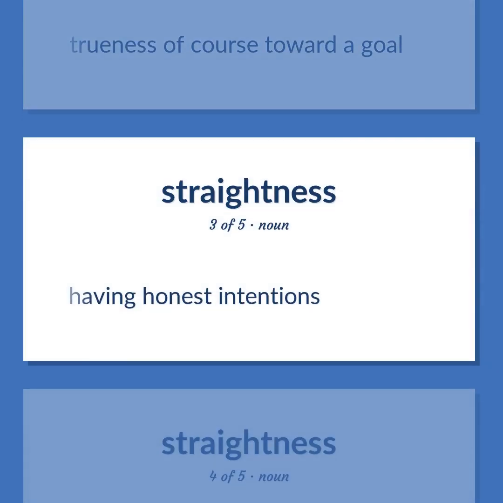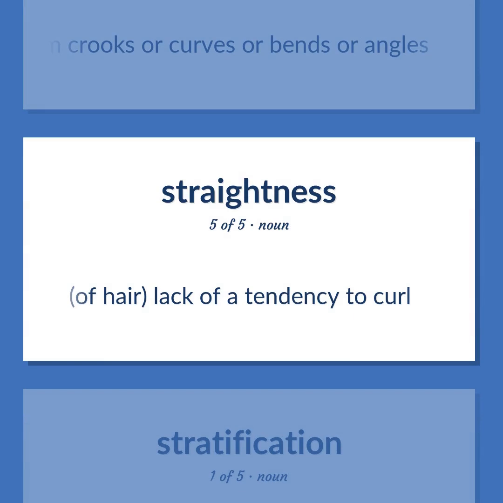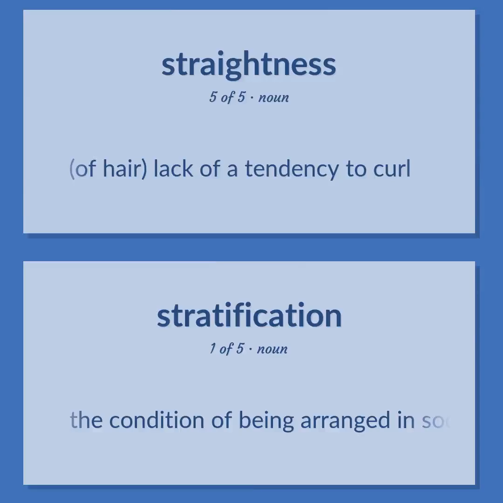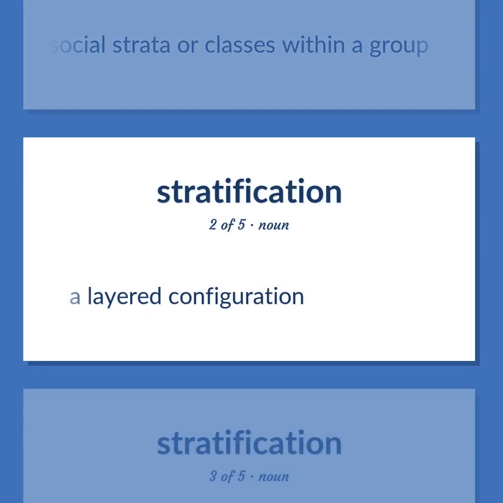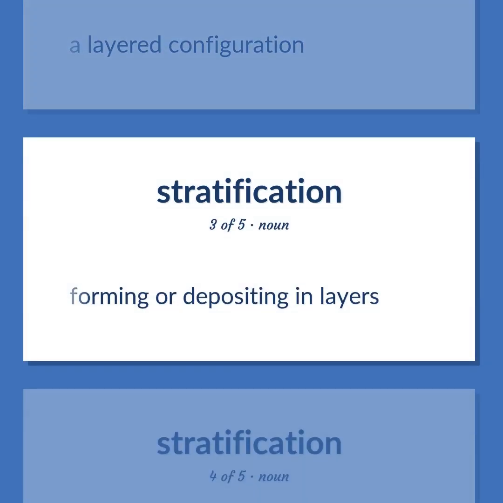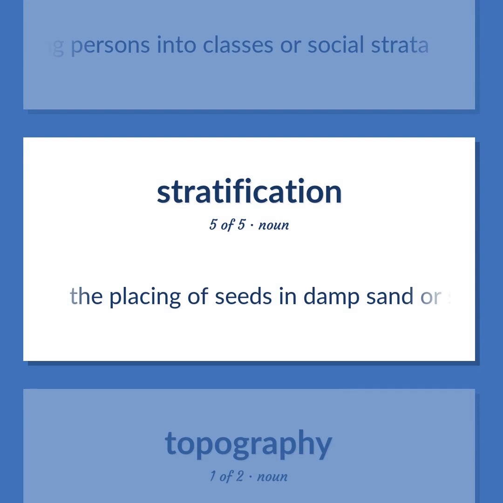Having honest intentions. Freedom from crooks or curves or bends or angles. Of hair, lack of a tendency to curl. The condition of being arranged in social strata or classes within a group. A layered configuration. Forming or depositing in layers. The act or process of arranging persons into classes or social strata. The placing of seeds in damp sand or sawdust or peat moss in order to preserve them or promote germination.